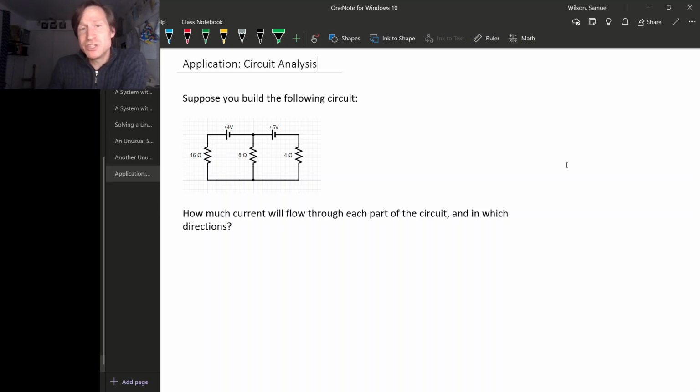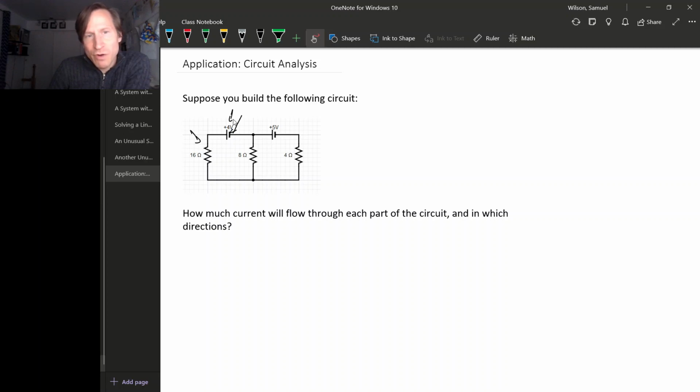Let's look at an application for having a linear system with several variables. So let's suppose that we build this circuit. In this sort of circuit diagram, these wiggly lines are resistors. These just resist the flow of electricity. The straight lines are just wires that hook everything up. And these symbols here are batteries.